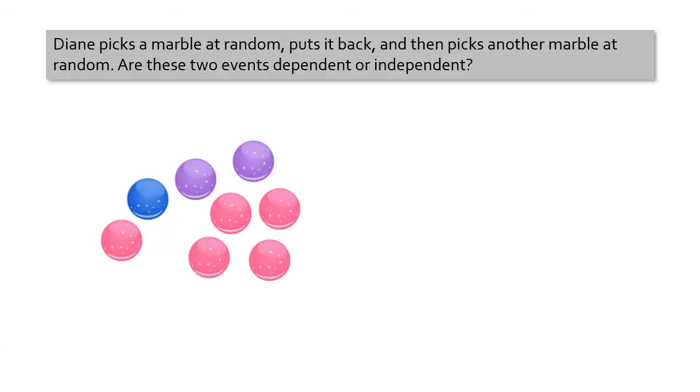Let's try an example. Diane picks a marble at random and puts it back. So that's your key word there. If you're ever saying puts it back or replaces it, then you know it's going to be independent. And then she picks another marble at random. Are these 2 events dependent or independent? Our answer here is independent, because when she puts it back, the next round is not going to be affected by the first one.